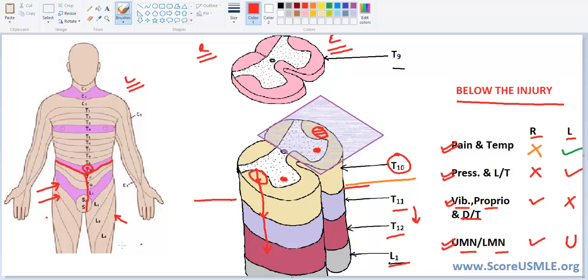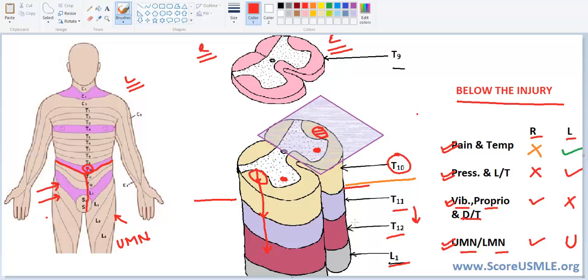And what about the motor symptoms? So his contralateral side, that is the right side, faces no issues with the motor symptoms, while the left side below the level of lesion, that is the ipsilateral side, faces upper motor neuron type symptoms below the level of lesion.